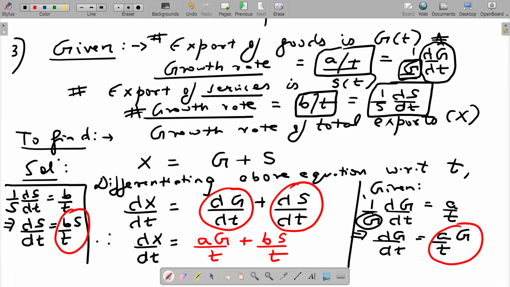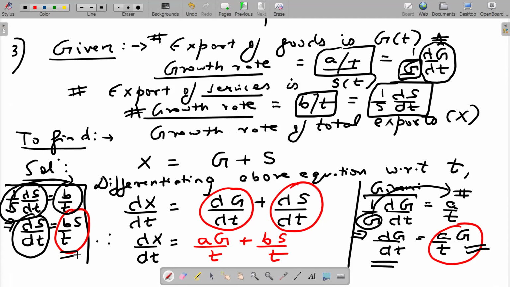So if 1 over g times dg by dt is a by t, what will dg by dt be? Take g on this side, it's ag by t. Similarly, if the growth rate of services is b by t, what will ds by dt be? Take s on the other side, it makes it bs by t. I can now sub in the values. dg by dt is ag by t, ds by dt is bs by t. Now I need to find the growth rate of total exports.